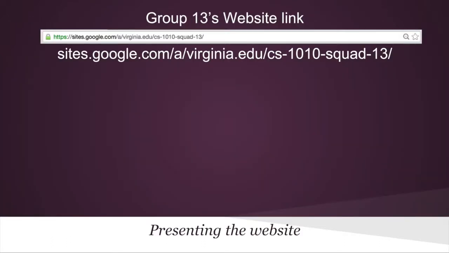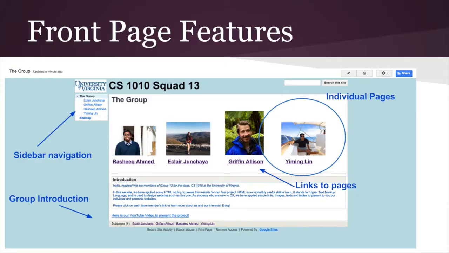So in order to find our website, you type in this address and you click on the link, and our website should pop right up. So the front page has a few features, the first of which is the profile pictures, as you can see, and when you click on these, they actually link to our personal page. However, if you'd rather do it by the sidebar navigation, you can also click our names here, and you'll be able to be linked up to our page.